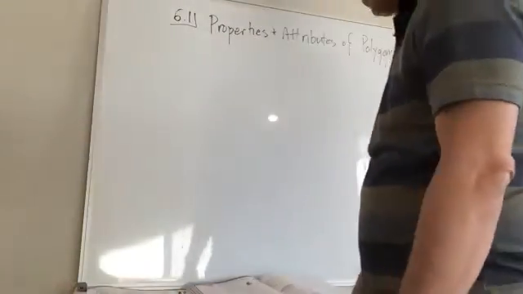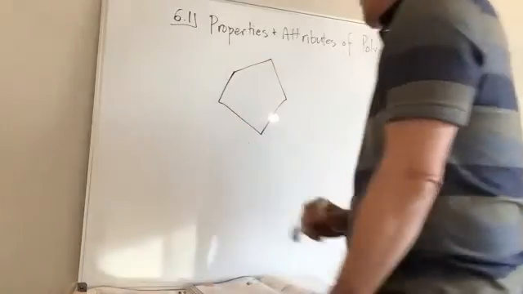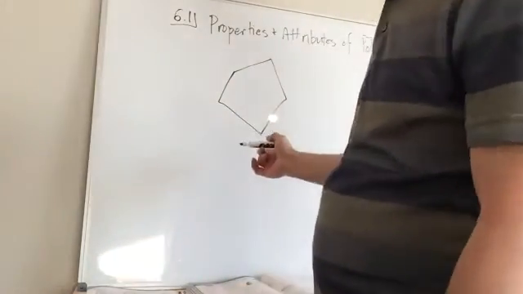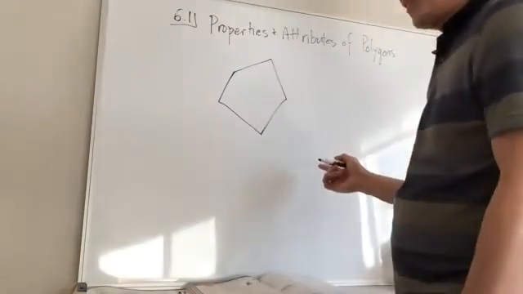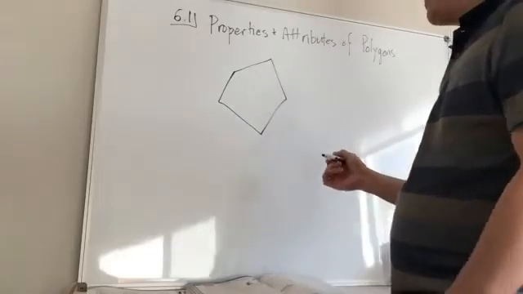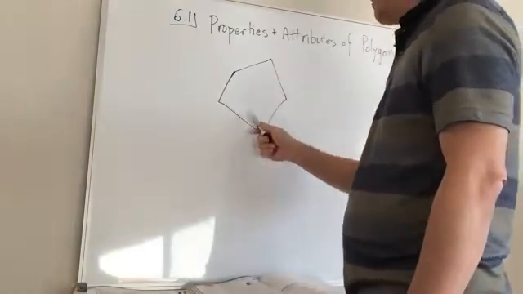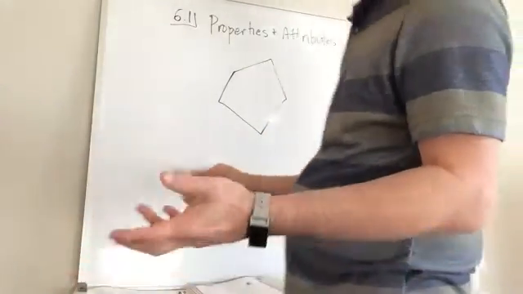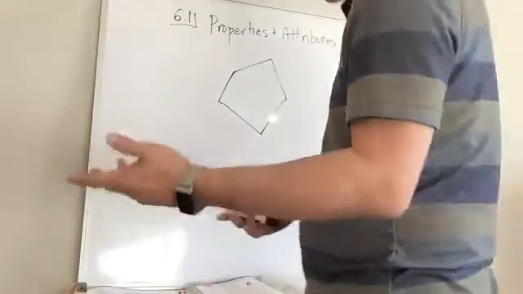All right. So let's say that we had a polygon that looked like this. What would you call this? Does anybody know what this is called? A pentagon. It's a pentagon, right? Because it has 5 sides. If it had 6 sides, it would be a hexagon. If you had 8 sides, it would be an octagon. You've heard these things before.